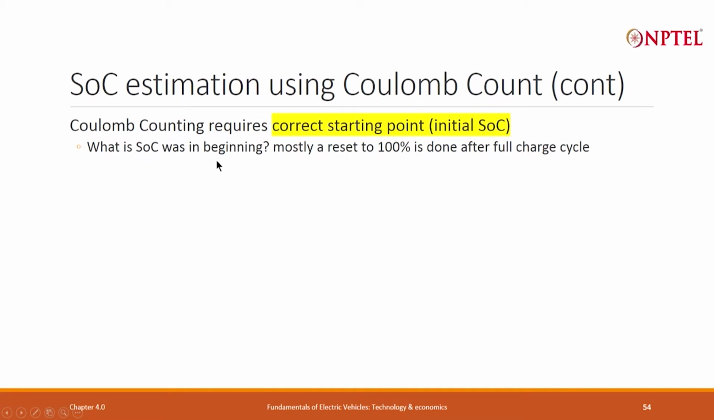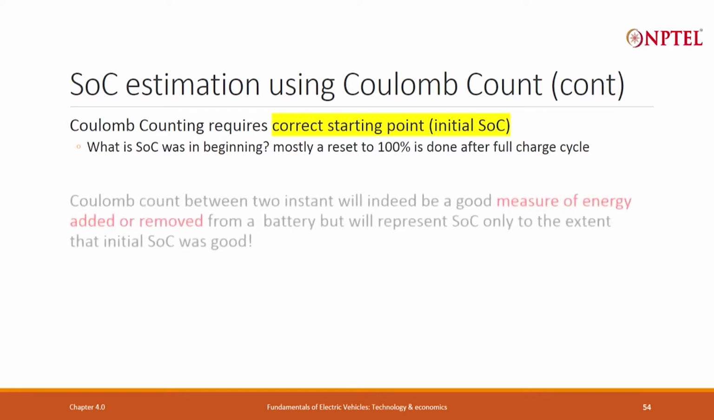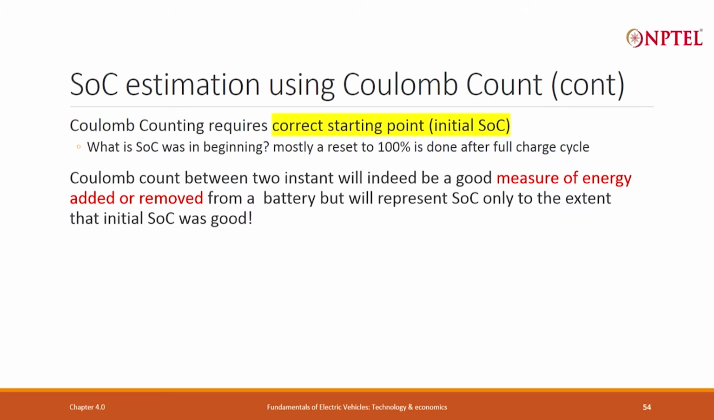Now, normally what happens, sometimes you charge the battery fully. So, you know it is fully charged, it is close to 100%. That is the time you can then say this is counting down, as this is a discharge, and you can count it correctly. The Coulomb count between two instants will give you a good measure of energy added or removed from the battery, but will represent SoC only to the extent that the initial SoC was good. Now, this is important.